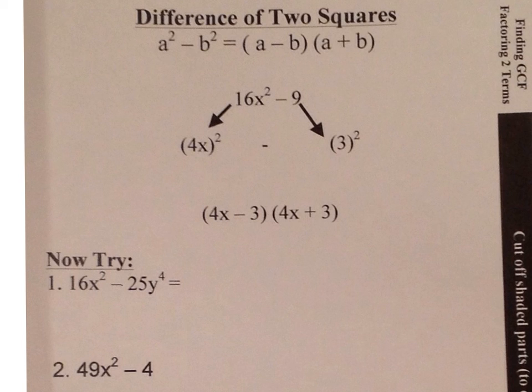To check if you can apply the rule of difference of two squares, you need to check if it works. If the first term is a perfect square, then you're on the right track. So let's look at the first one. 4 times 4 is 16. x times x is x to the power 2. So 16x to the power 2 is a perfect square.